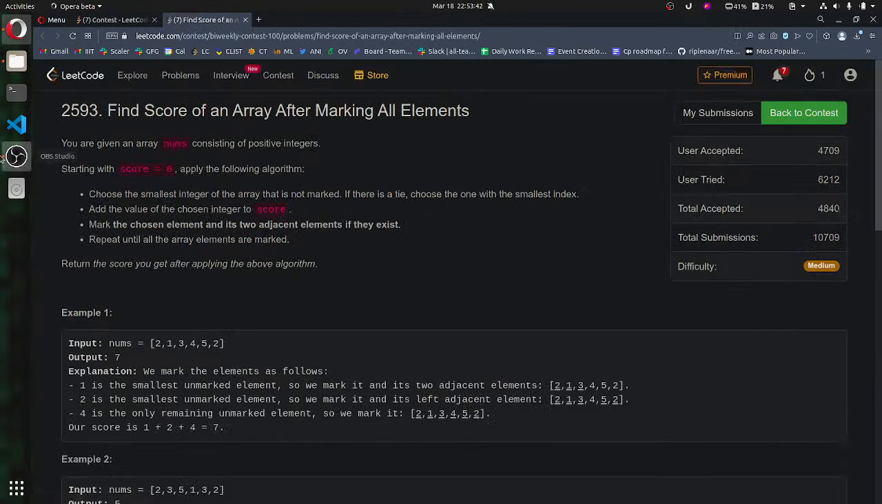Okay, how much the stream is long. No, it's fine. So we have been given an array nums consisting of positive integers. Starting with a score 0, apply the following algorithm. Choose the smallest integer of the array that is not marked. If there is a tie, choose the one with the smallest index. Add its value to score. Mark the chosen element and its two adjacent elements if they exist. Repeat until all the array elements are marked.